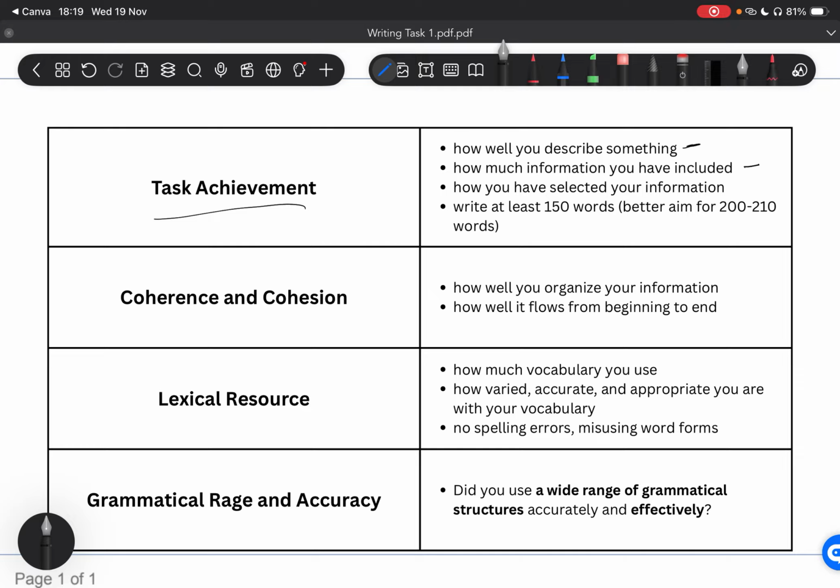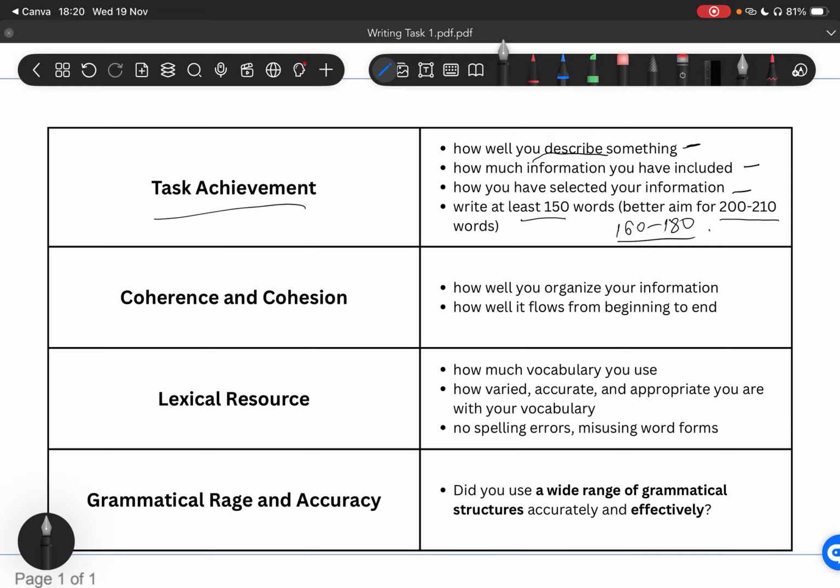How you have selected your information is also important. It helps how well you describe it. So when you select the main features correctly, then it's going to be easy for you to describe them. And of course, you write at least 150 words because it is written in the task that you write at least 150 words. You can write around 160 to 180 words. It's totally fine. But here it says better aim for 200, 210 words.